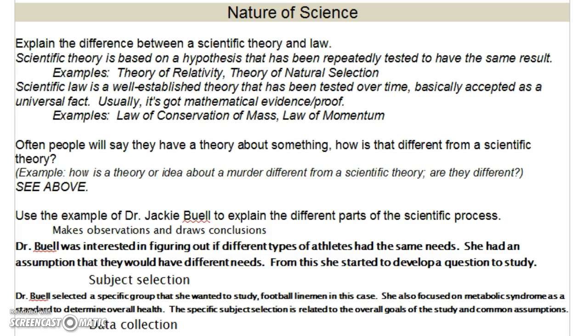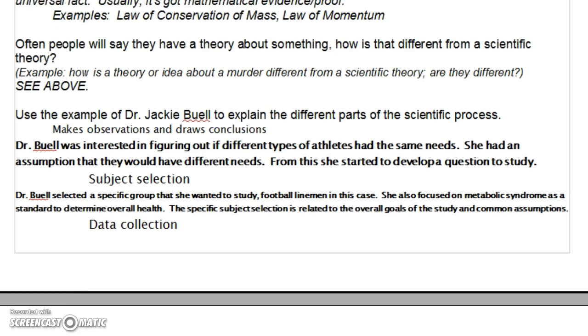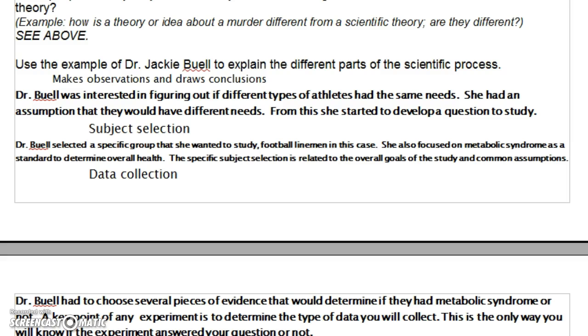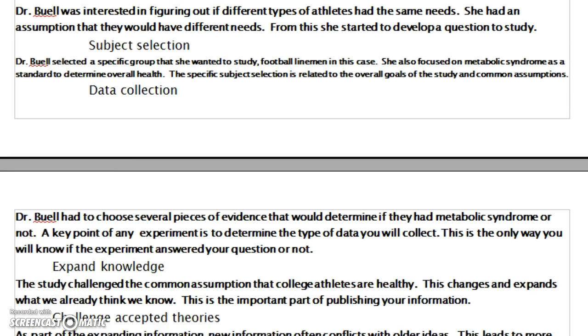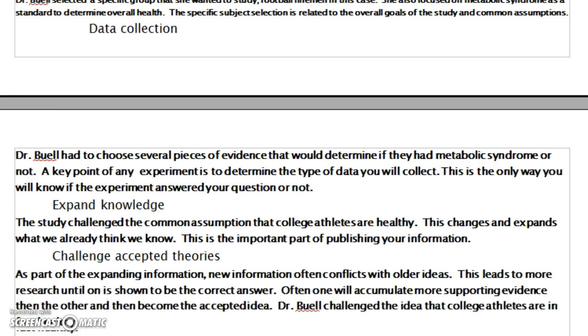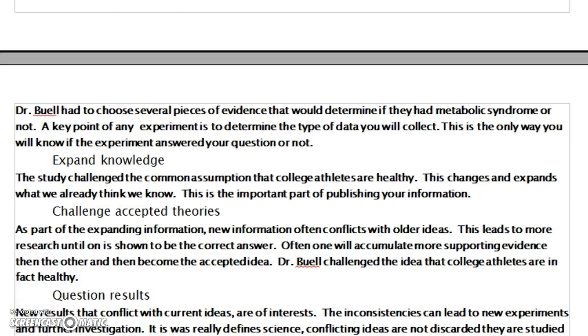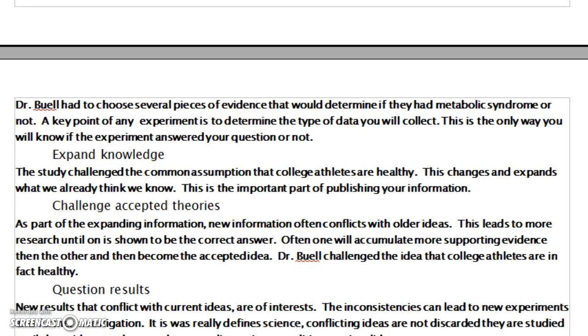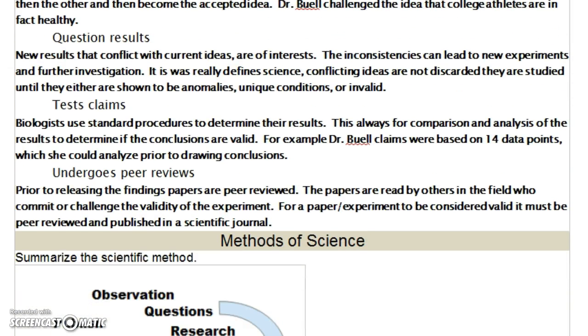And then the Dr. Jackie Buell example is one that was in the book, and it goes through the scientific process. I'm not going to spend a lot of time on it, but basically the scientific process is laid out for you. You make observations, draw conclusions. You're going to select a subject to test, collect some data on it, do some more research, challenge some theories, add some more questions based on what you saw, test some claims, and then you send it out to all of your peers in science, and they look at it. They're experts, so they are going to either agree with you based on their expertise, or they're going to challenge you based on their expertise and suggest other potential reasons why something happened the way it did.